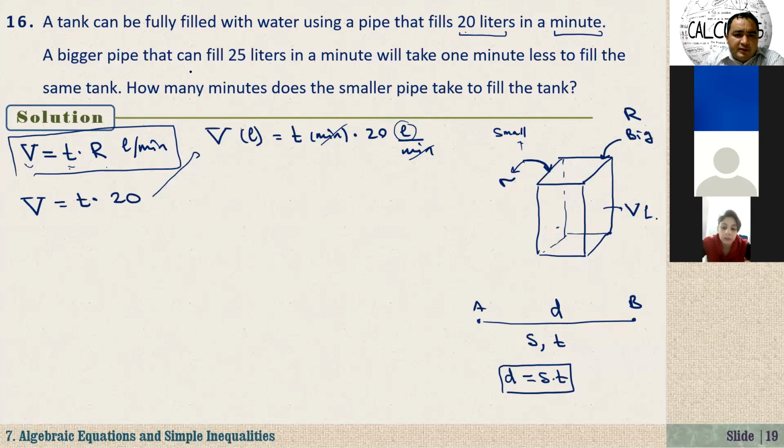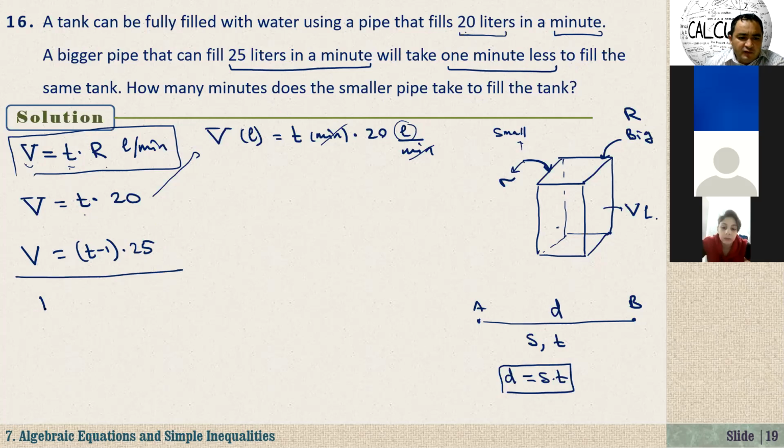Anyway, how about the second part? It says that a bigger pipe that can fill 25 liters in a minute, that's the rate of the bigger pipe, will take 1 minute less. So this V, the same as here, we have T minus 1, because now it takes not T, because it is bigger, it takes 1 minute less to fill the same tank. And what is the rate of the bigger pipe? That is 25 liters per minute. Now the question is, how many minutes does the smaller pipe take to fill the tank? So that means that from here, we need to find the value of T, right? What is T? The time that it takes for the smaller pipe to fill the tank.